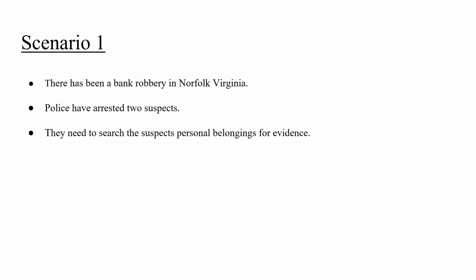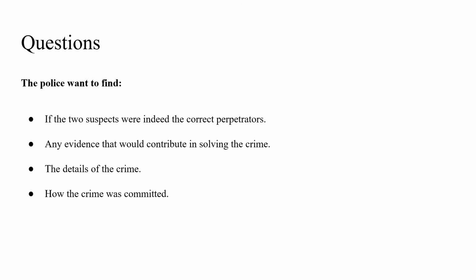So, the first of our scenarios was that there was a bank robbery in Norfolk, Virginia, and the police have arrested two suspects. They need to search the suspects' personal belongings for evidence. The police want to find if the two suspects were indeed the correct perpetrators, any evidence that will contribute in solving the crime, the details of the crime, and how the crime was committed.